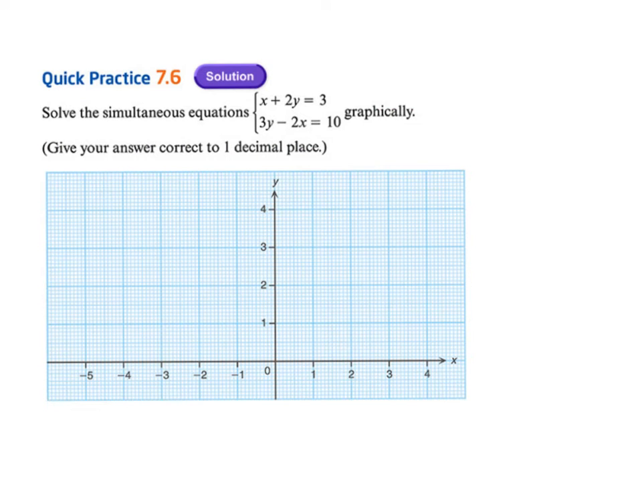And then quick practice 7.6. So again, you have to solve the simultaneous equations. This time you have to give your answer correct to 1 decimal place.